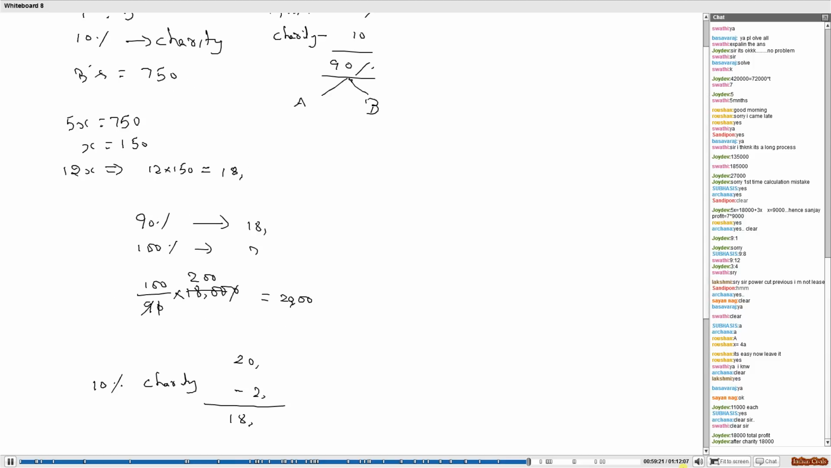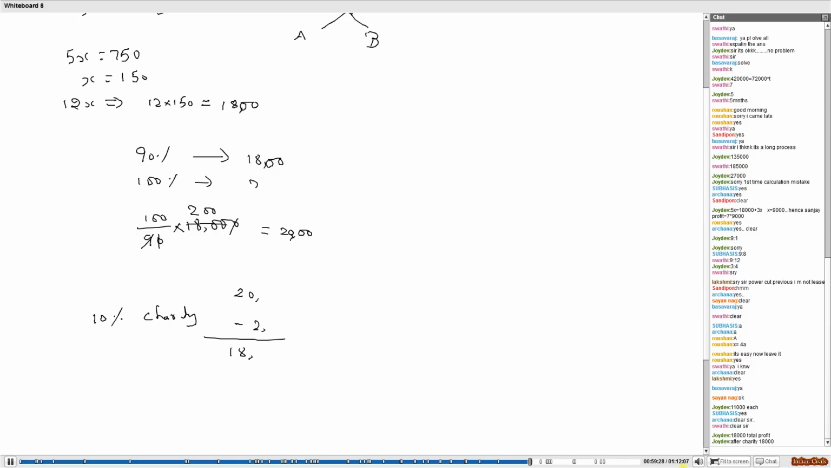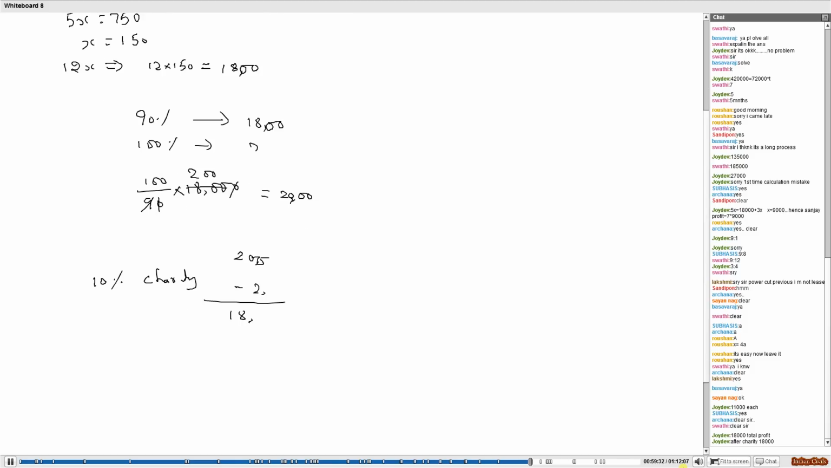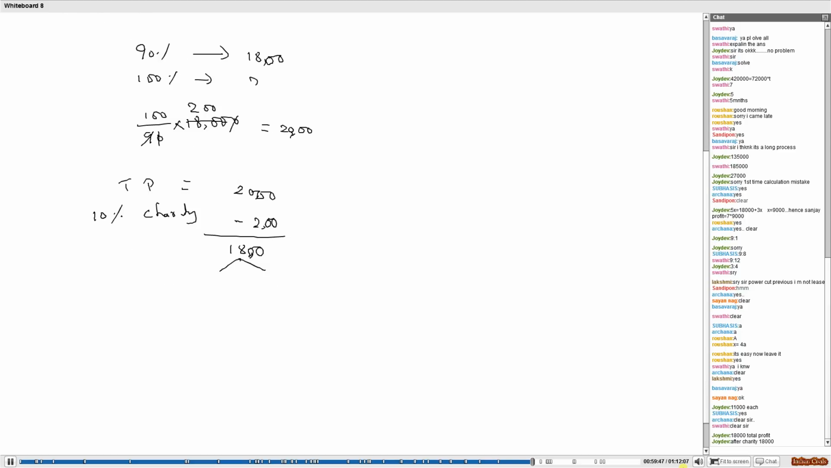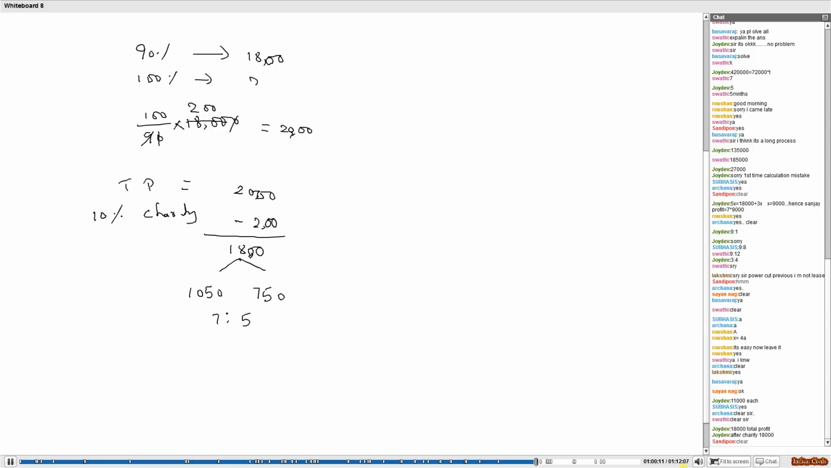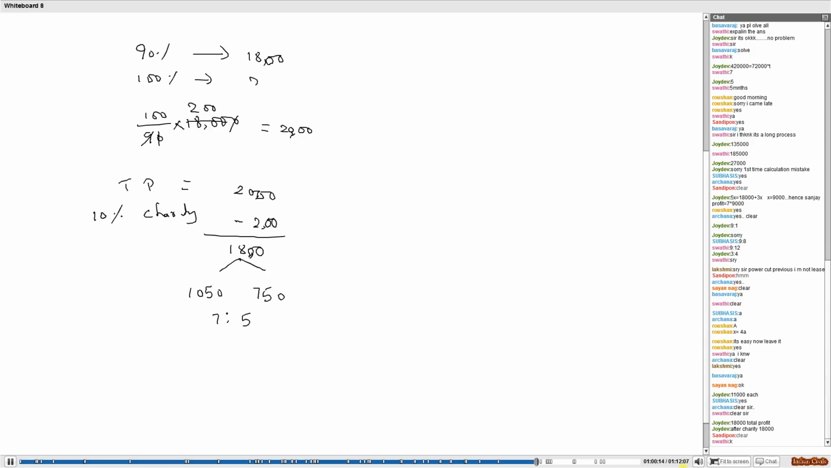Look, how much will we get? 1,800. So 90% is 1,800, 100% is how much? You will get 2,000 rupees. So 2,000 rupees is the total profit. 10% is 200, that is given to charity. 1,800 is the remaining, that is distributed in between A and B in the ratio. So B will get 750, A will get 1,050. The ratio is 7:5. Is it clear? I made a small mistake and I'm sorry.